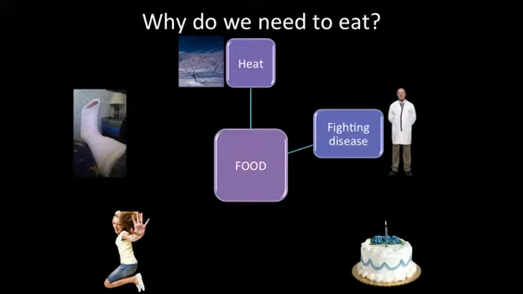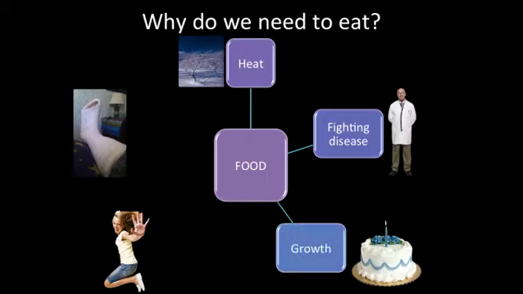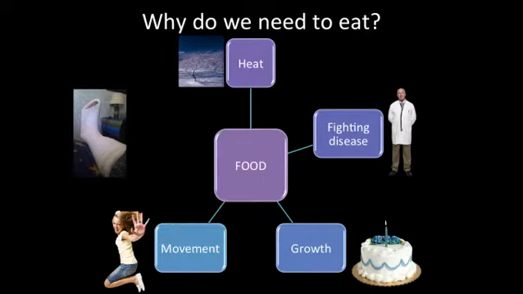A lot of energy or food is also needed to fight disease. Your immune system is protecting you all the time from any foreign microbes that may enter. Obviously, you need food to grow, especially as a growing teenager. You need food to make more bones and muscles.